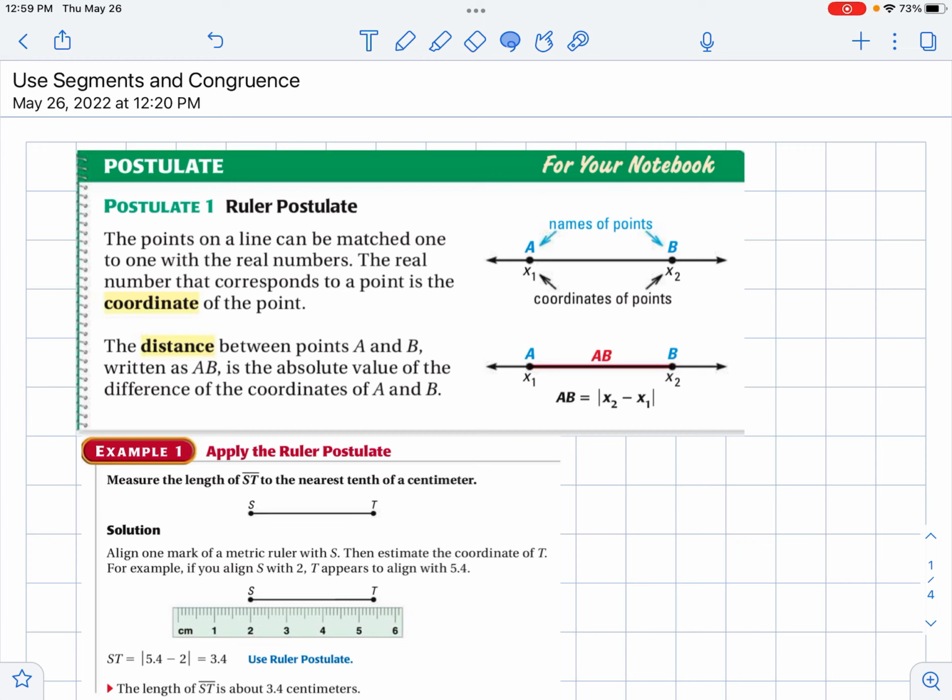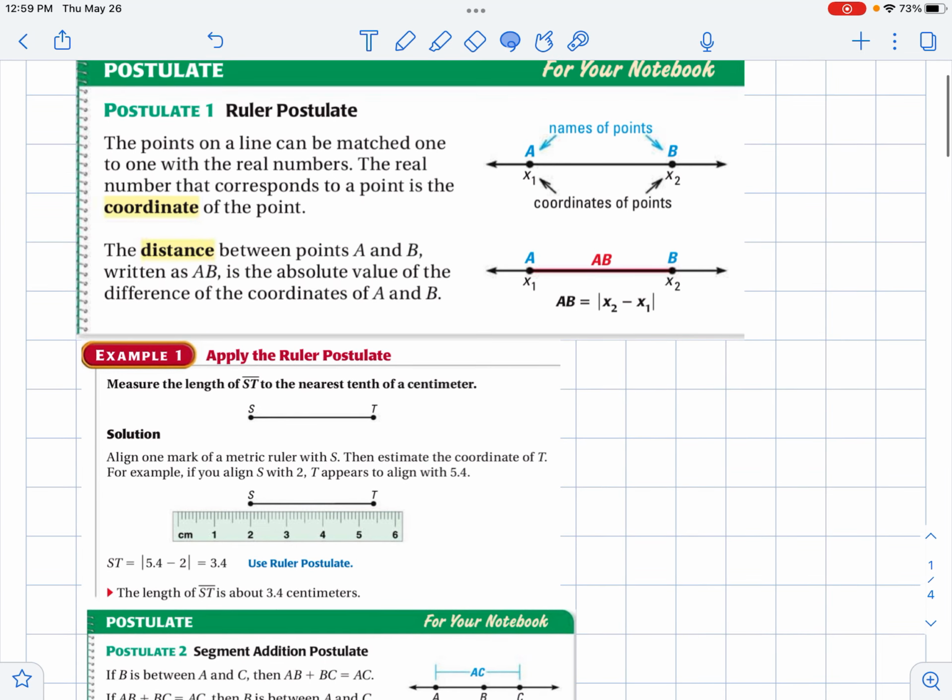Okay, next we want to look at the ruler postulate. Now, the ruler postulate sounds fancy, but a postulate is really just something that we're going to accept as a given. Okay, this is true. Sometimes we'll call it an axiom. But the ruler postulate mainly gives us the ability to measure distance between 2 points.